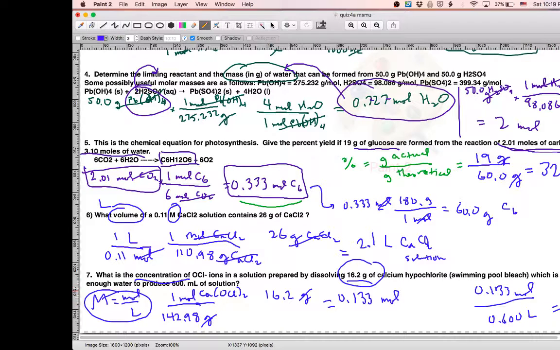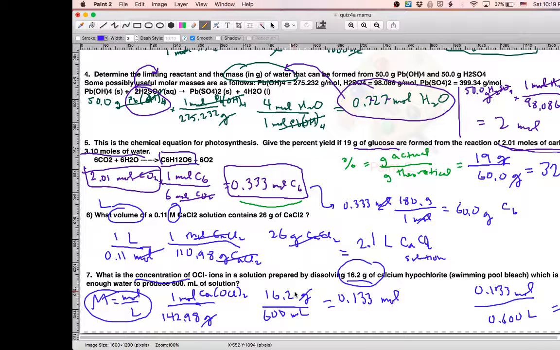Technically, the M should be italicized. So technically, you would underline it if you're handwriting it. But that's okay. 0.22 molar is the answer. Okay? Now, you'll notice that I had to do this in two separate steps. You don't have to do it in two separate steps. You could easily just put the 600 milliliters down here, and then proceed like that.